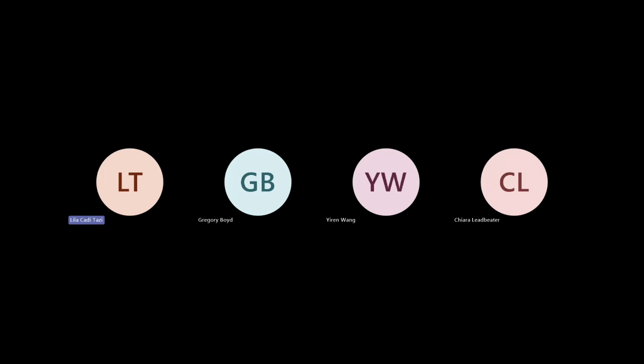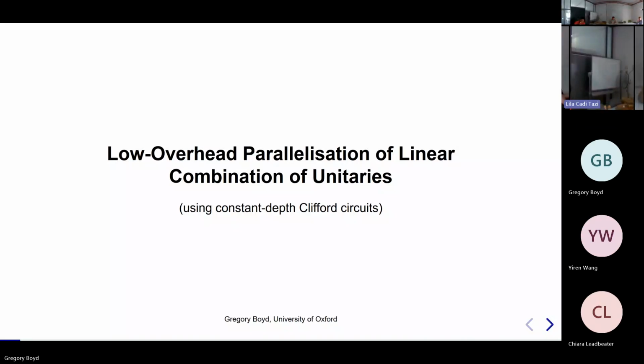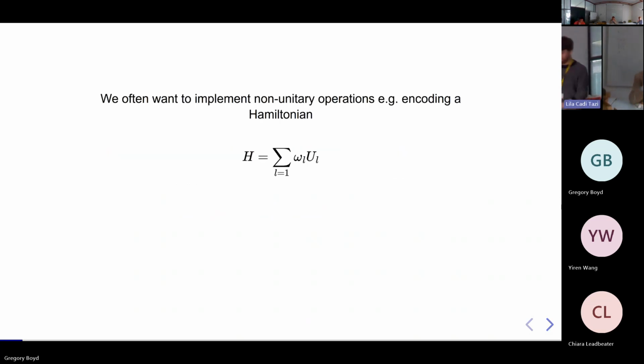There's a sort of subtitle, which is that one of the ingredients I'm going to use to do this is constant depth Clifford circuits, which, if you're interested in Clifford circuits, might be a useful thing to know that you could do. Okay, so we often want to implement some non-unitary operations on our quantum computer, even though the most natural operations are unitary.